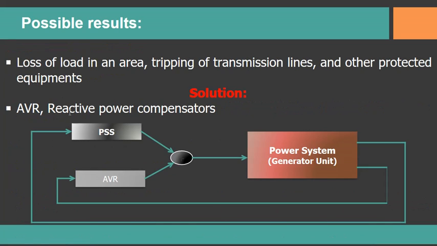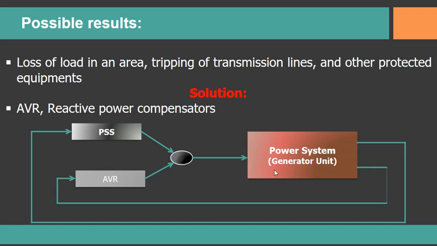Then the solution for this is the automatic voltage regulator, or reactive power compensators. With the AVR, the automatic voltage regulator, if the voltage is very low or very high, using these devices we can bring the voltage to the normal state or within the limits. And with reactive power compensators, wherever the reactive power is very low or very high, we can inject or absorb reactive power.